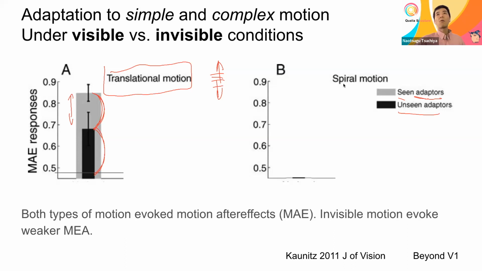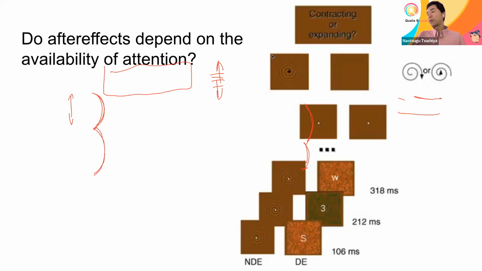And then in the case of the complex spiral motion, this was also the case. There is some kind of unconscious component here, 0.5 to 6, and then 6 to 8. So here the proportion of the consciousness-dependent aftereffect is bigger. Okay. But the critical thing here is whether it depends on attention or not.